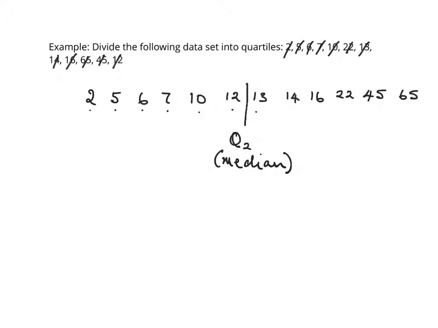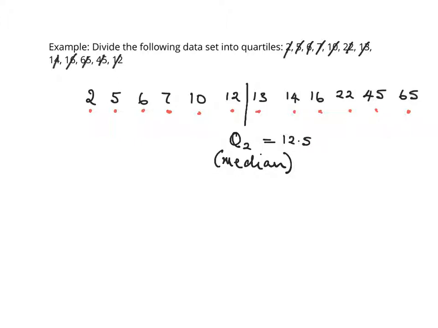What's halfway between 12 and 13? It's 12.5. Let's just check that we have the middle entry. So if I count here, the bottom half, 1, 2, 3, 4, 5, 6 below, 1, 2, 3, 4, 5, 6 above. So the data is divided into 2 equal parts.